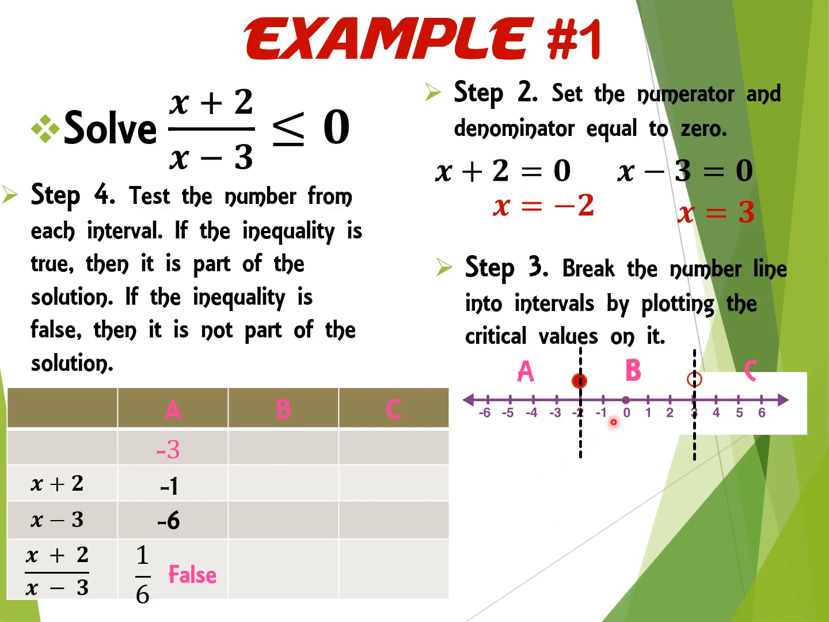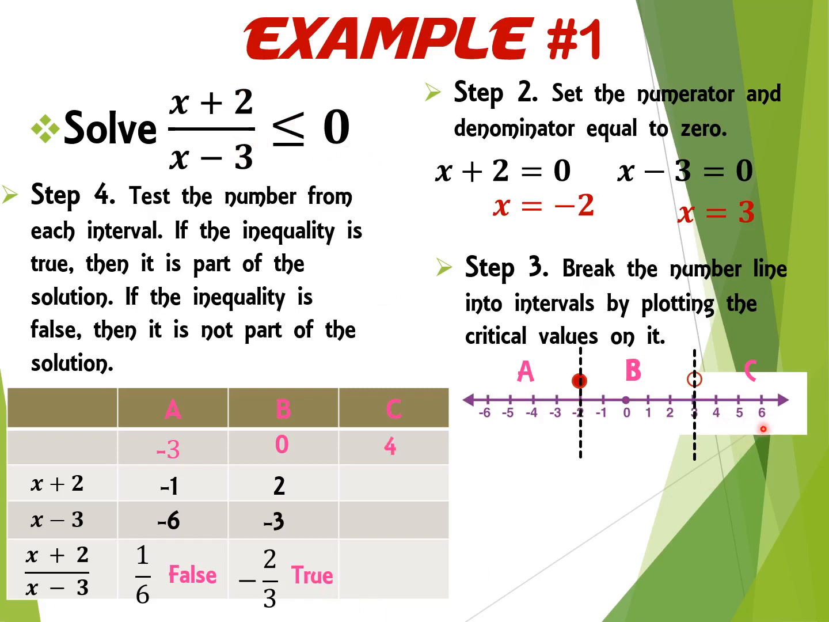Now let's use another number for partition B. For example, we select 0. Any number here you can use, such as -1, 0, 1, 2, but I'll be choosing 0. Substituting, 0 + 2 gives 2, and 0 - 3 gives -3. Dividing, 2 divided by -3 is -2/3. Is -2/3 less than or equal to 0? This one is true. And for the last partition, you can use 4, 5, or 6.